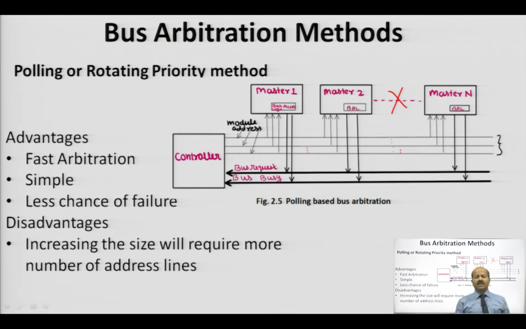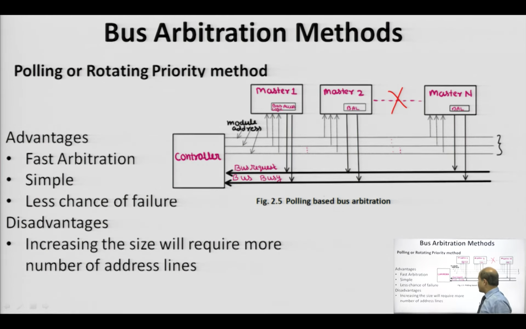Besides these advantages, there are a few disadvantages also. Increasing the size will require more address lines, which is a major drawback of this scheme. If we increase the number of masters, obviously more groups of wires are required. So, there is a limitation of this scheme: we cannot connect many modules in this case.